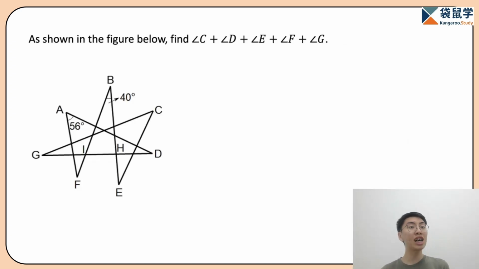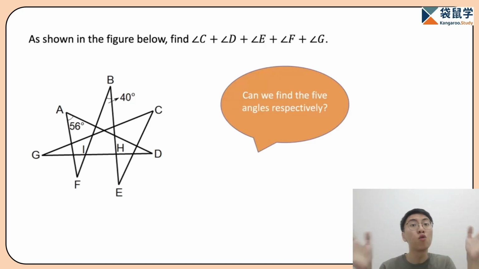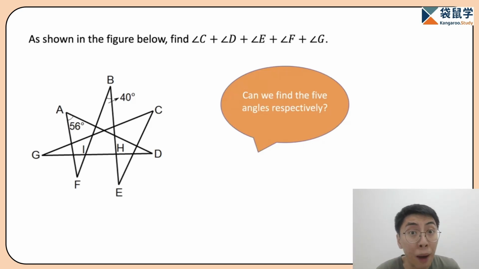So the question is as follows, as shown in the figure below. We want to find angle C, angle D plus angle E, F, and G. So here comes a problem. And the problem is, is it easy for us to find those 5 angles respectively? Well, of course not. It is not easy for us to find those 5 angles. So is there a better way that we can do this question?